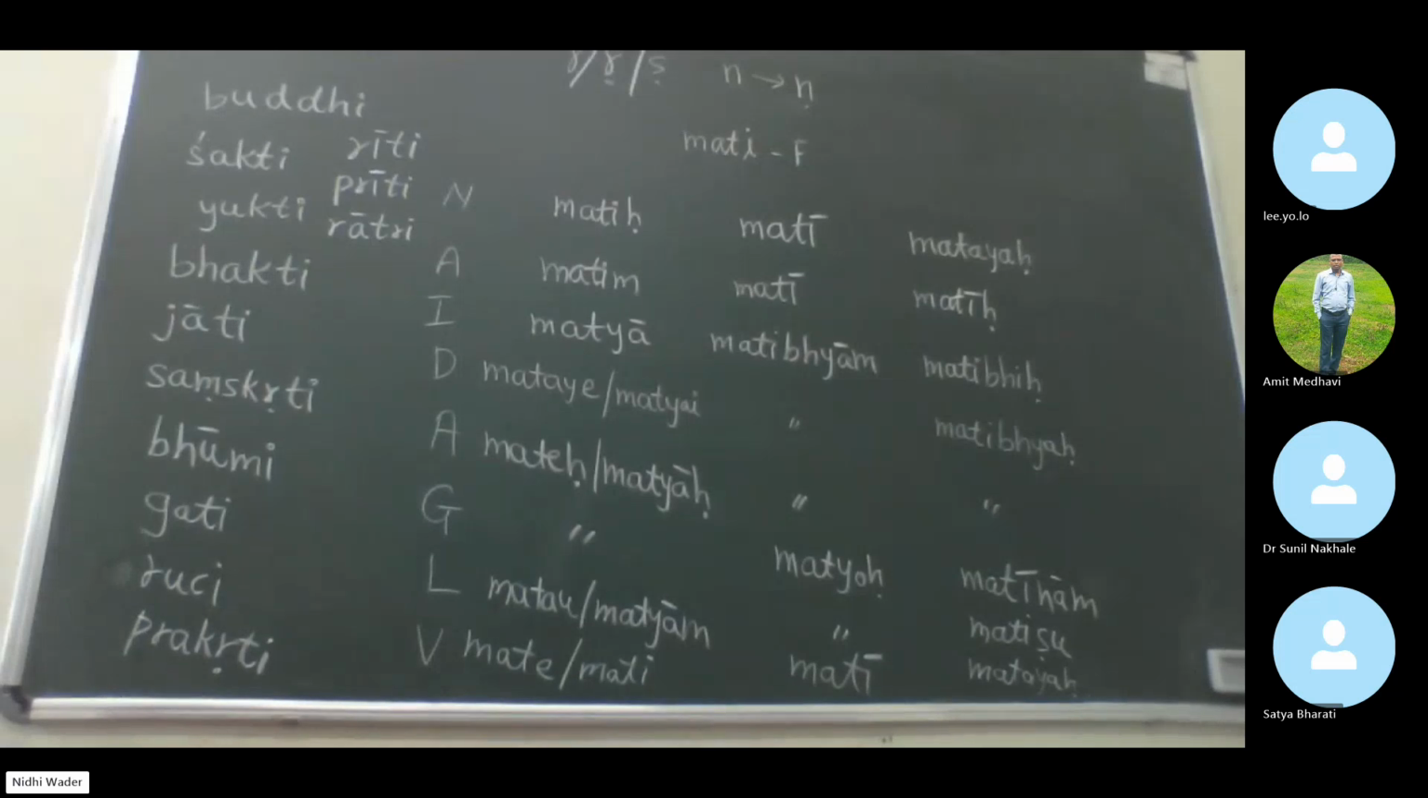Gati. Motion. Ruchi. What is Ruchi? Liking. Luster. Yes. Prakriti. Nature. Earth. Riti. Going. Riti. Vision.